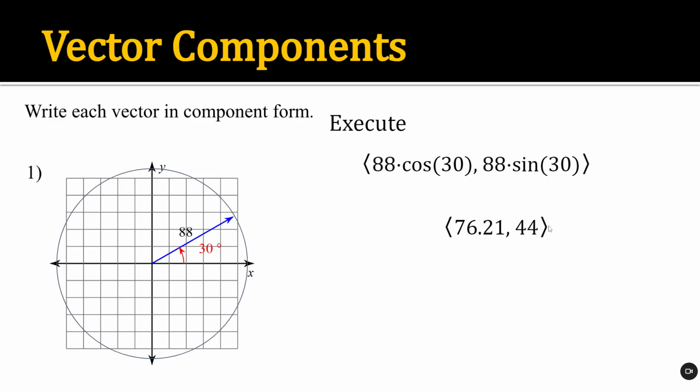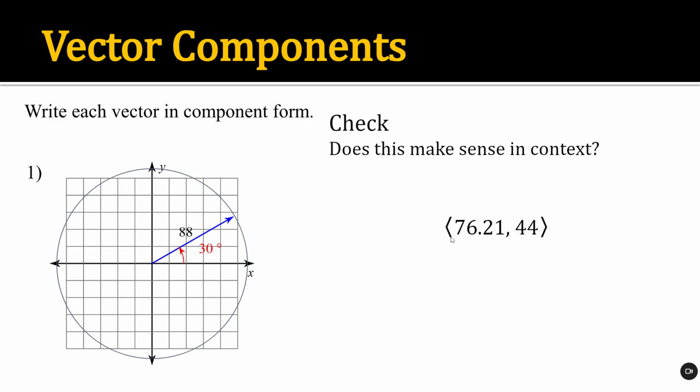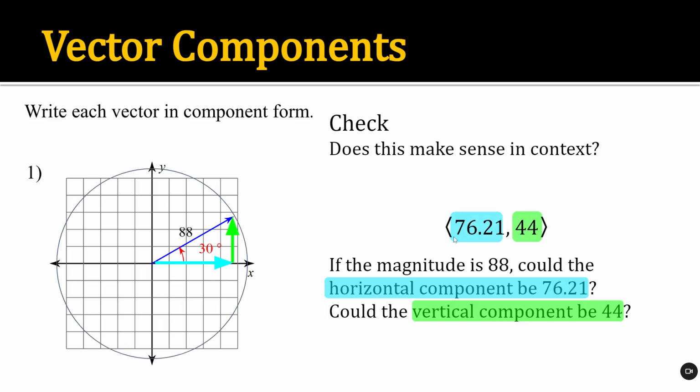So we've executed the plan. But was it a good plan to begin with? We should check the context. So do these responses make sense in context? Does it make sense to have a horizontal component of 76.21 if the magnitude is 88? Well, yeah. If we're thinking of the magnitude as the hypotenuse of this right triangle, the hypotenuse has got to be the longest length. So 76.21 being a little bit shorter than 88 makes sense.